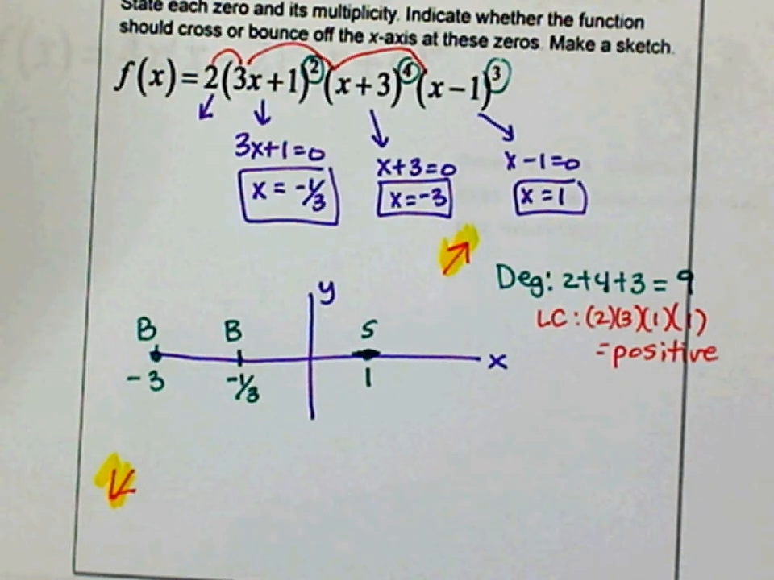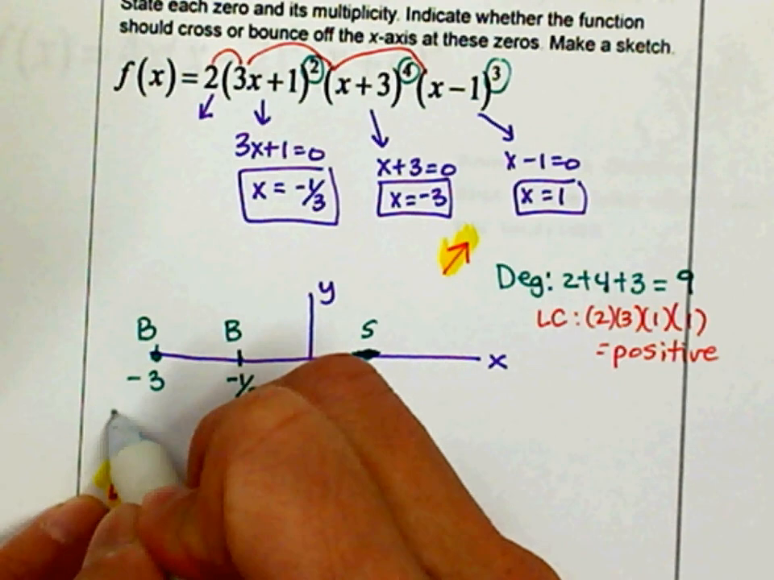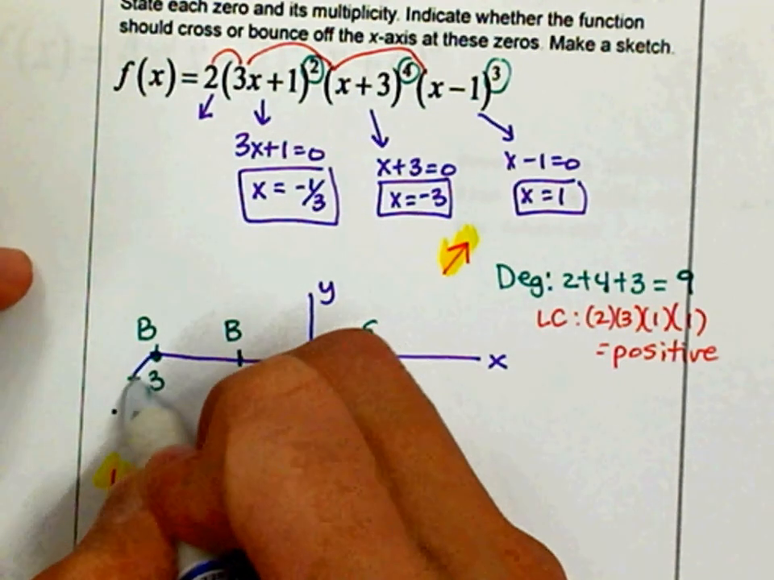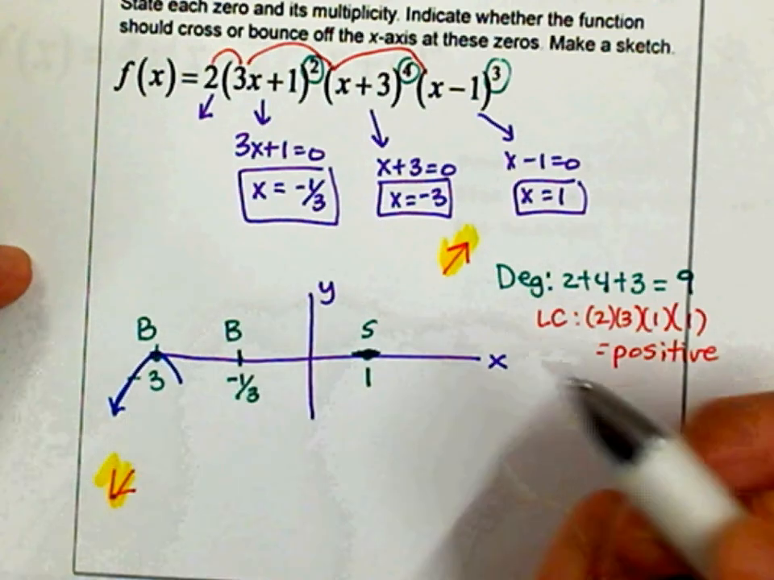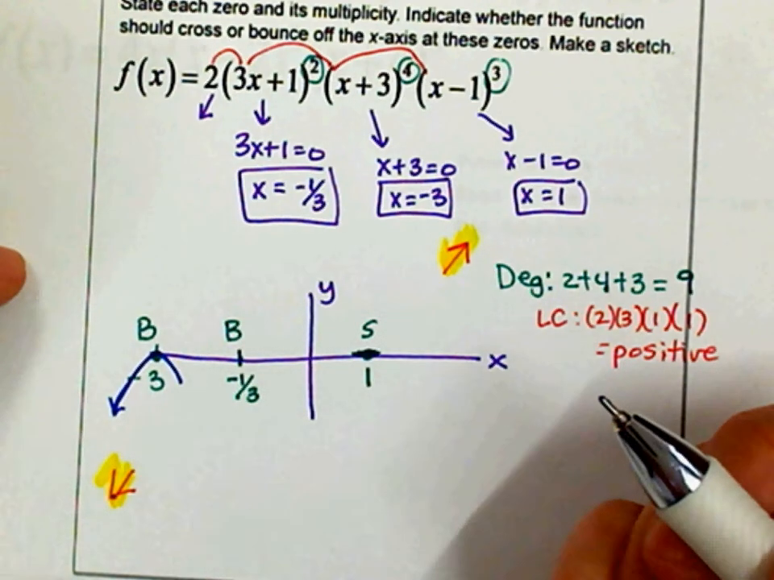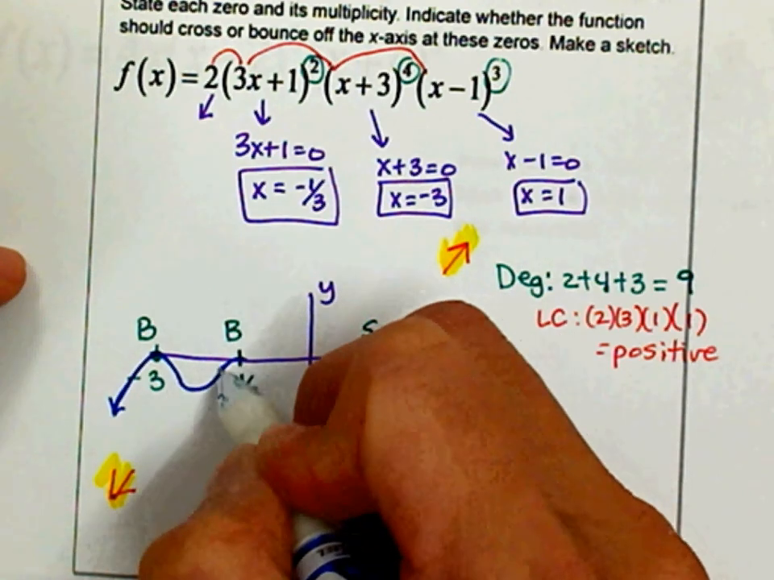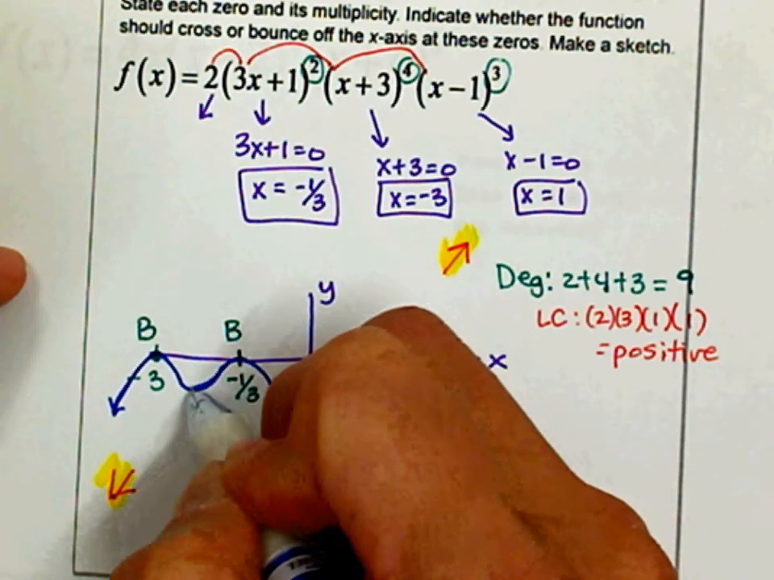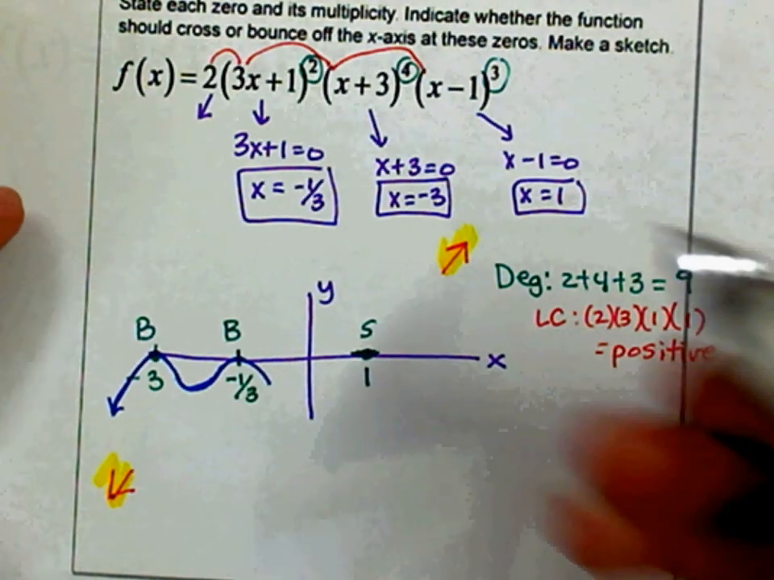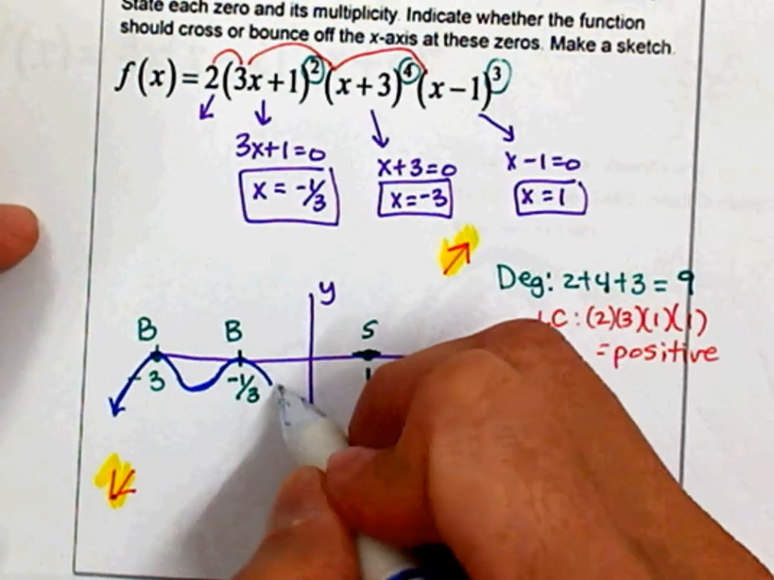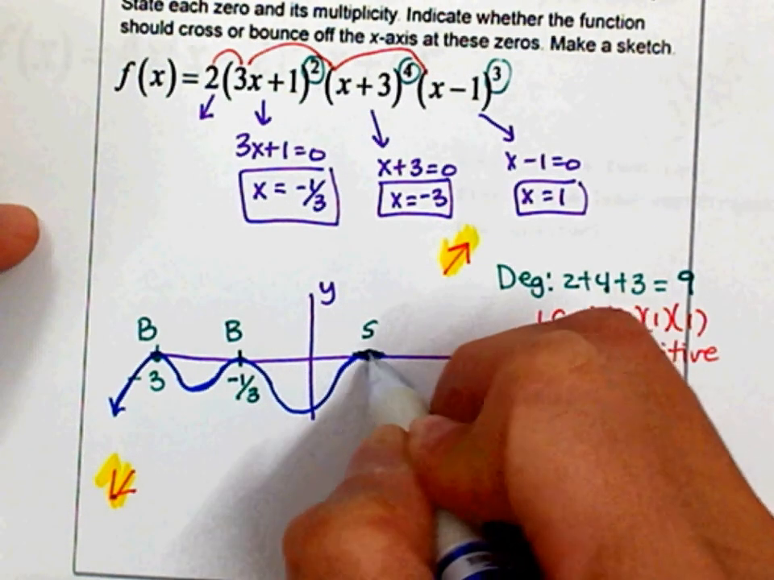I'm going to hit 3, and what is going to happen at 3? It's going to be a bounce. Did you guys see that bounce? Go to -1/3. What is going to happen there? It's also going to be a bounce. You guys see the bounce? Don't care about the y-intercept. What happens at 1? It's going to do what? Slide, correct? And when you slide, does it go in the opposite direction? It goes in the opposite direction.